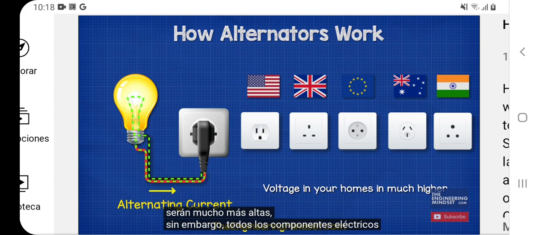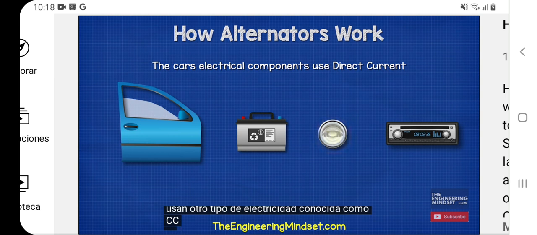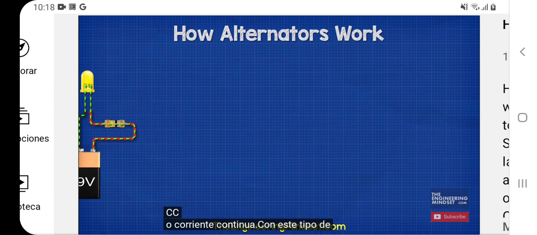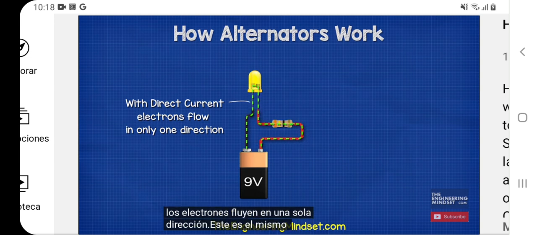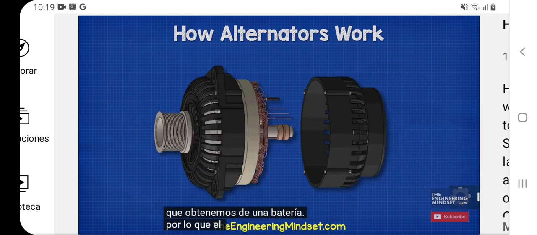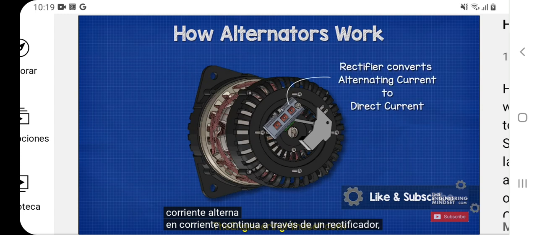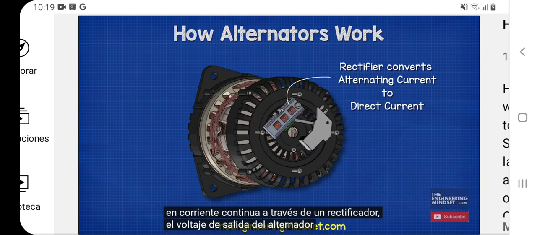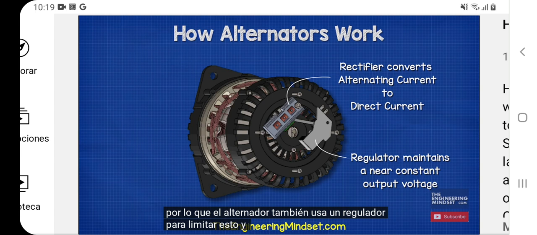However, all the electrical components within the car use another type of electricity known as DC, or direct current. With this type of electricity, the electrons flow in just one direction. This is the same type of electricity which we get from a battery. So, the alternator converts the alternating current into direct current via a rectifier. The output voltage of the alternator varies with the speed of the car. So the alternator also uses a regulator to limit this and maintain a near constant output.